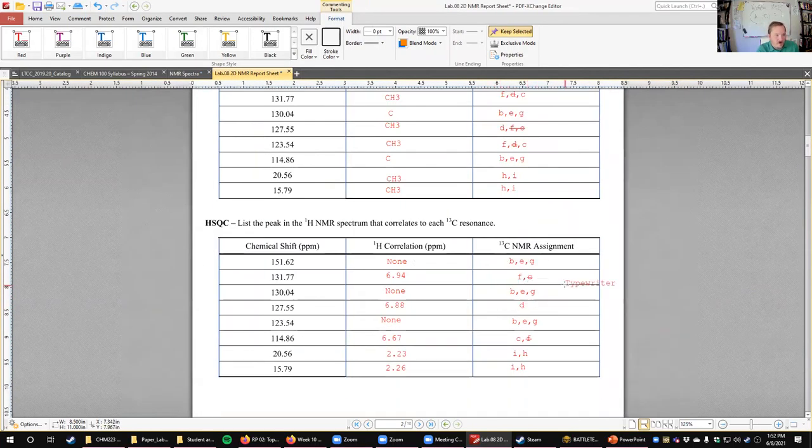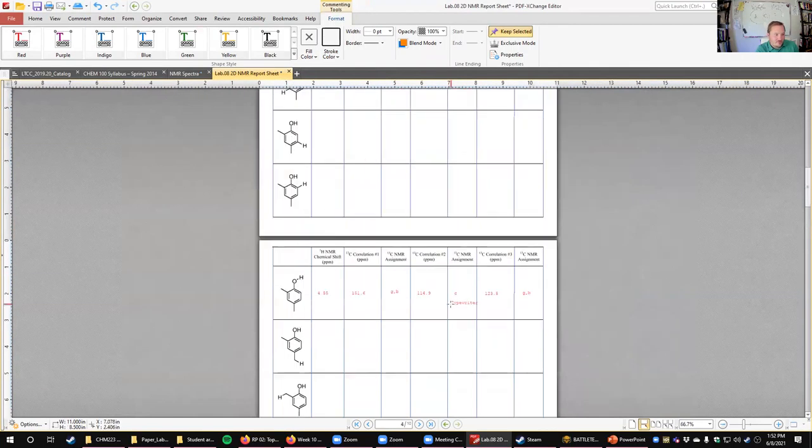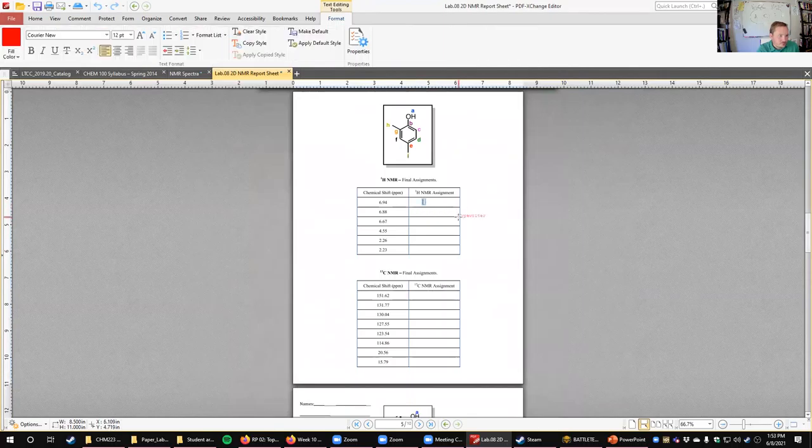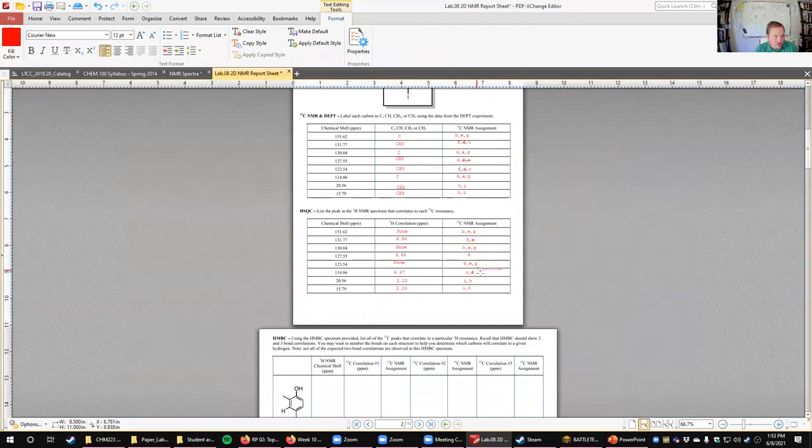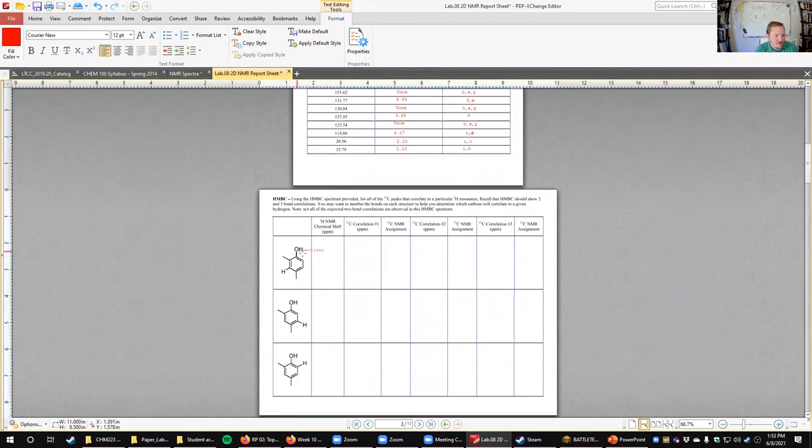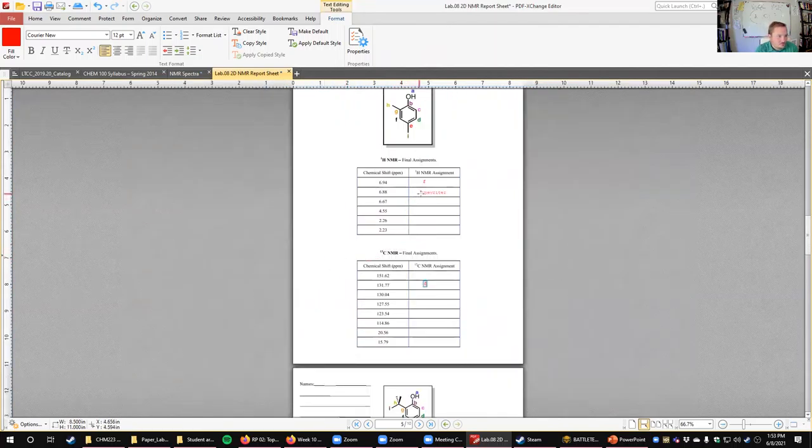So once we get those ones, we can actually go down here and go to our final summary page and say, okay, well, 6.94 goes with 131, and it has to be F. Because this is our whole goal, is to get this page filled out with no ambiguity. Where we can say without a shadow of doubt, this carbon signal goes with this carbon. This proton signal goes with this proton.